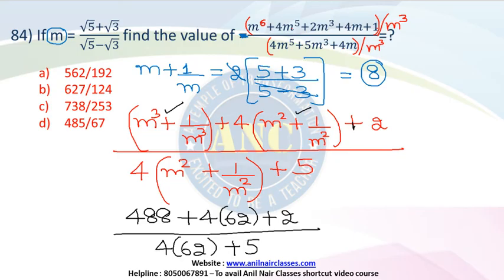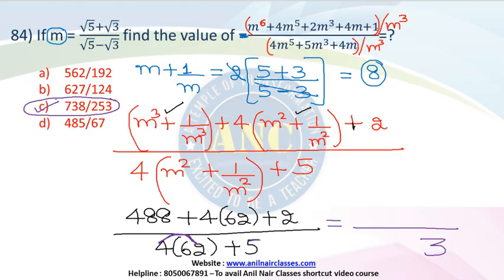Now, 488 plus 4 into 62 plus 2 is a little time consuming process. That is where I want you to become smart. See the denominator, sir. 4 into 2 is 8. Unit digit I am trying to work with. 4 into 2 is 8, added with 5. That means the unit digit in the denominator should be 3. The only option which is having unit digit 3 in the denominator is 253. Mark it and go ahead.